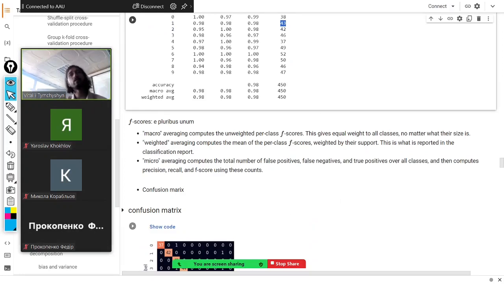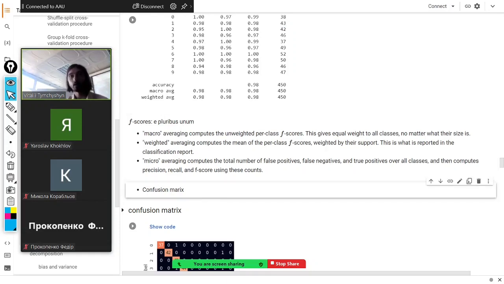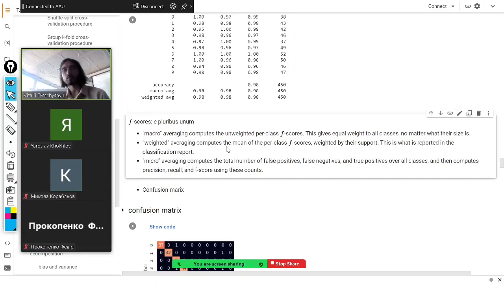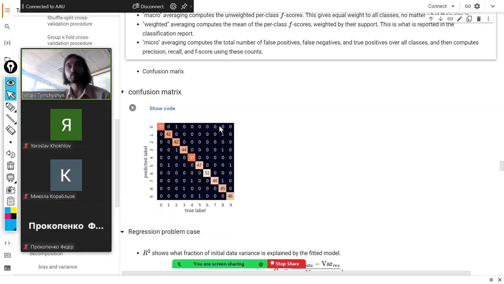There are a few variations of F-scores. You can probably tune that somewhere in sklearn. I didn't check, to be honest. They're called macro, weighted, and micro. But I don't want to lose some time on that. So probably when we get to our models, you will get acquainted with all these things.